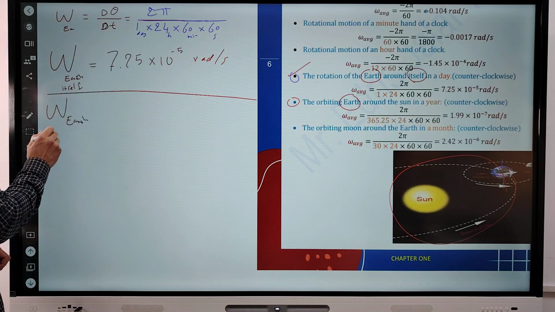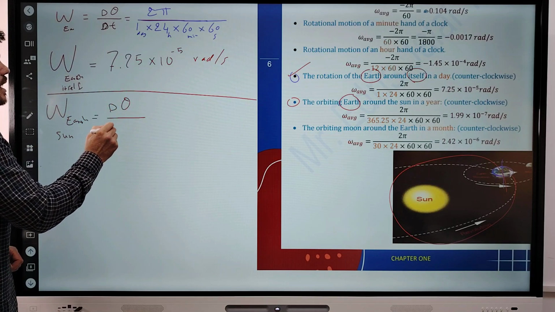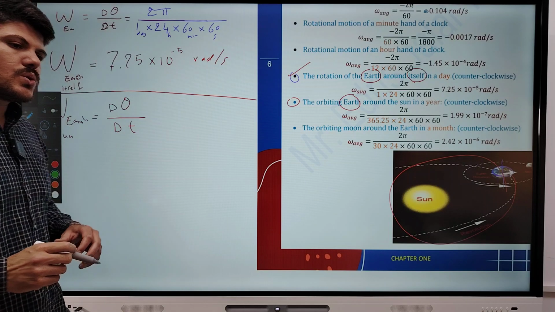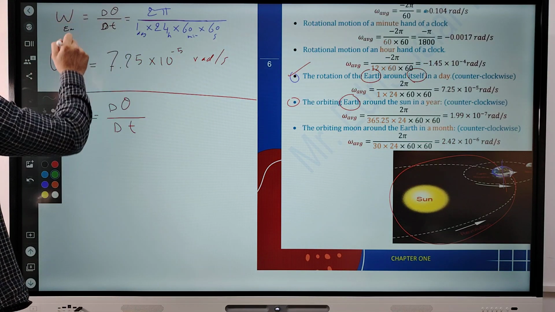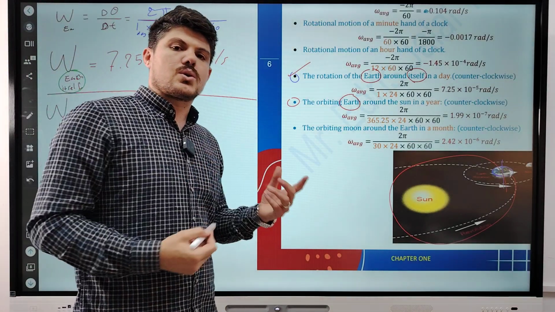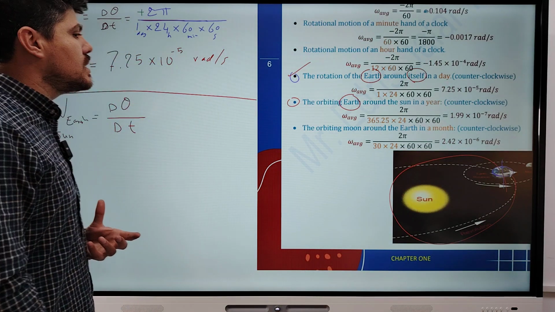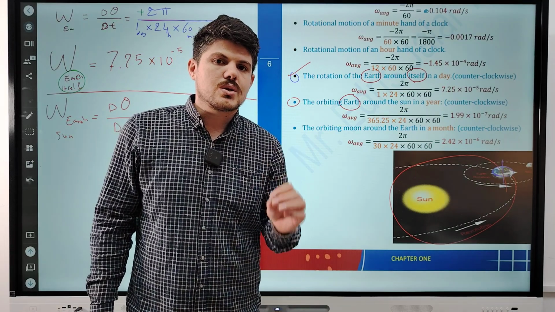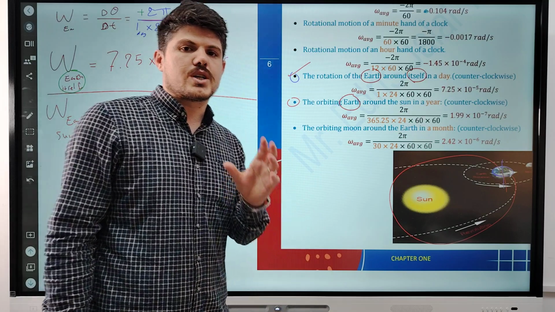So how can you calculate the angular speed of Earth around the Sun? Not around itself. Around the Sun. It is equal to theta divided by time. Because the Earth is rotating counterclockwise. Sorry, I forgot here. Earth rotating around itself in the counterclockwise direction, so that is why it should be positive. Why is the rotating Earth around itself positive? Because the Earth is rotating around itself in the counterclockwise direction.